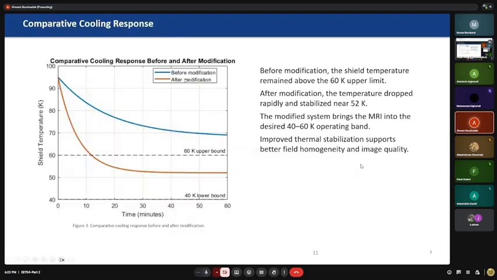Comparative cooling response before and after modification. Also here we can see the shield temperature and the time. Before modification, the shield temperature remained above the 60K upper limit, as shown here in the blue line. After modification, the temperature dropped rapidly and stabilized near 52 Kelvin. The modified system brings the MRI into the desired operating temperature band. Improved thermal stabilization supports better field homogeneity and image quality.